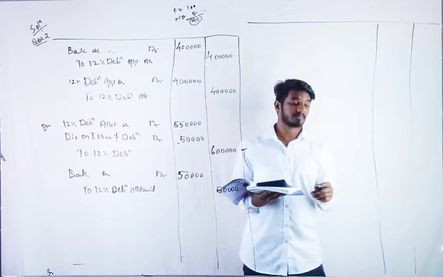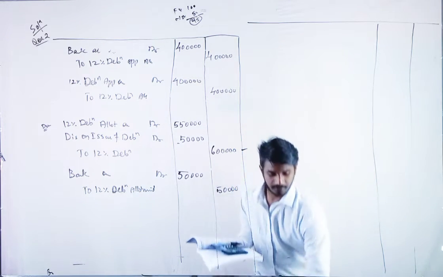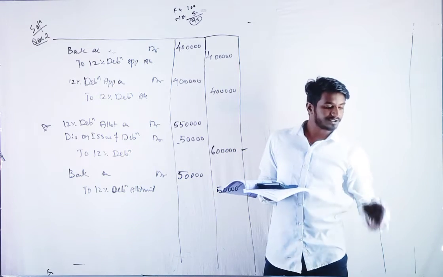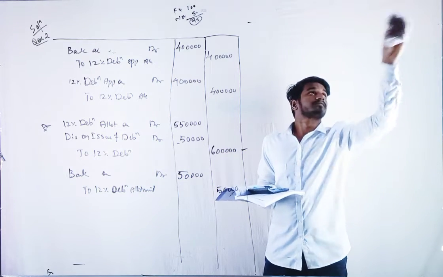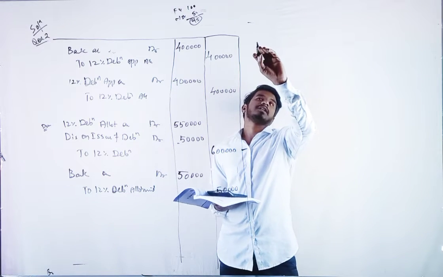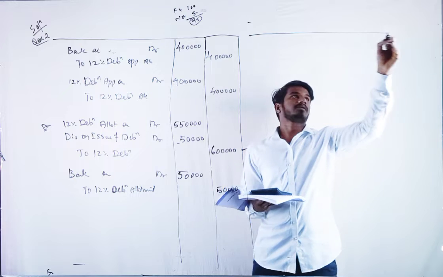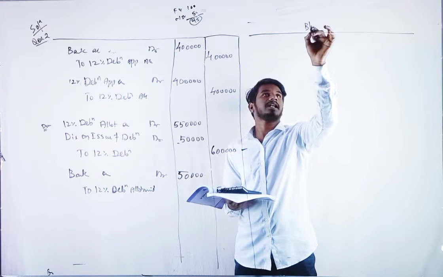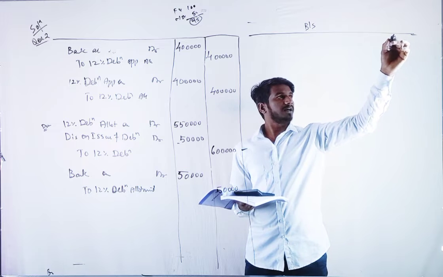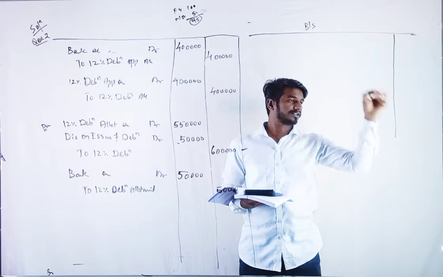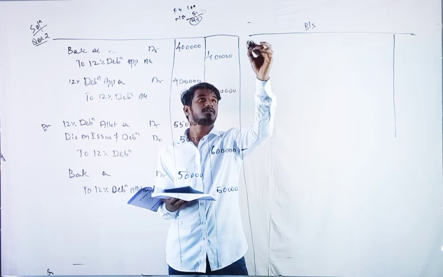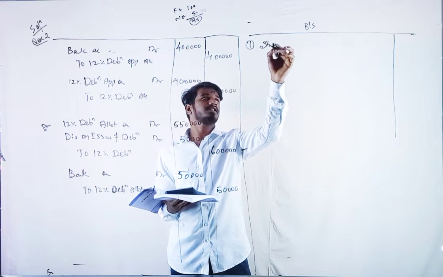Let me erase this column and we'll do the balance sheet here. Yes, the same column, right? Okay, that's fine. Balance sheet. Yes, this much we require. Okay, first will be shareholders' fund.